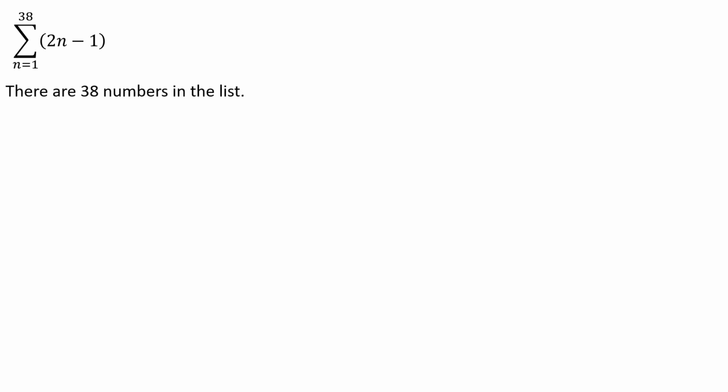Well, the number of pairs is easy, right? If there are 38 numbers in the list, that's 19 pairs, right? 38 divided by 2 is 19. So I know I can make 19 pairs of numbers. Now, what does each pair add up to?